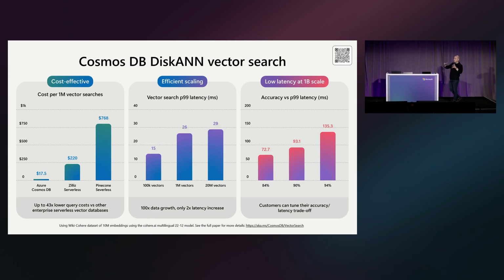we have a 200x increase in the size of the data, but only barely a 2x increase in latency. So it scales sublinearly for excellent performance. And then, of course, low latency, even at the enormous scale of 1 billion vectors. And at query time, you can tune the accuracy versus speed trade-off. So if you want some search workloads to be a little bit faster, you can do that. If you want some workloads to be a little bit more accurate, you can do that as well, dynamically.